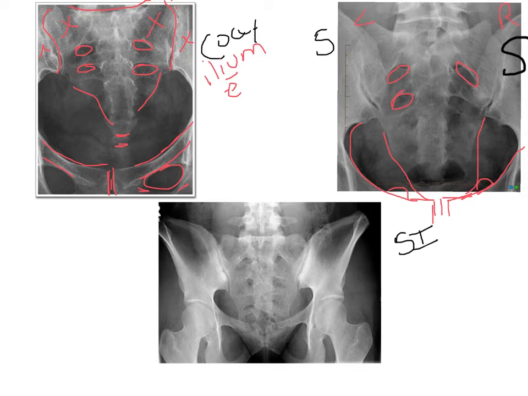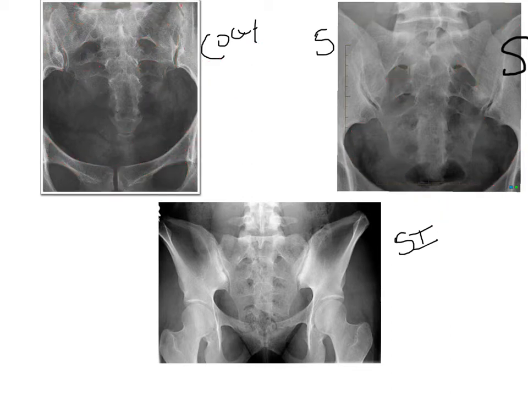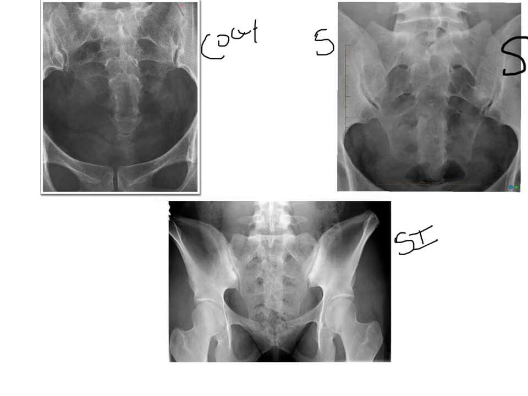Okay. Moving on to our SI joints. This, at the bottom of your screen, this projection here, is your AP Axial SI joints. Now, you will see that again we have angled our tube. So we are going to have some foreshortening. We do have foreshortening of these iliac crests as well as this pelvic brim here.